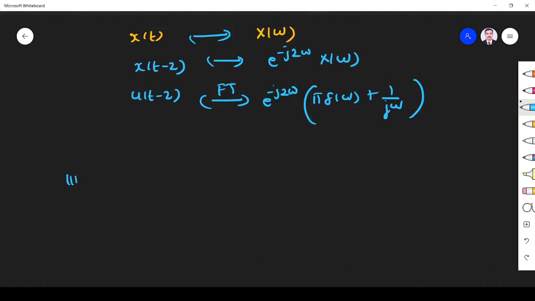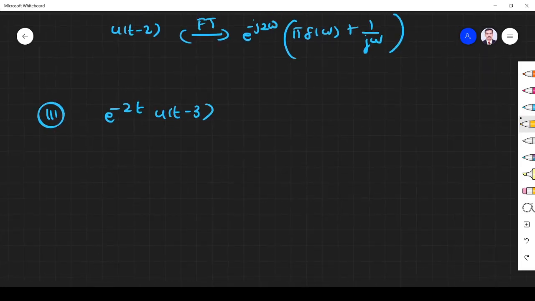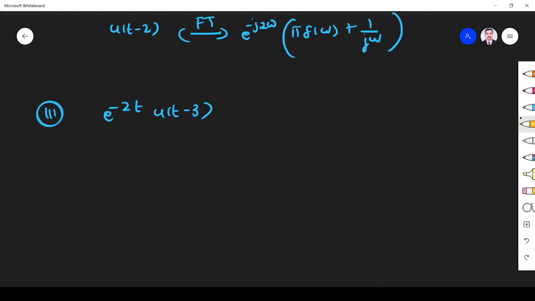Third problem, e power minus 2t u of t minus 3. Let us solve this problem in a critical way, because you cannot directly apply the time shifting property. Why? If we had u of t minus 3 alone, we could solve this problem directly. But here we have t minus 3 in one place and only t in the other. Everything should be in terms of t minus 3 for us to solve it directly.